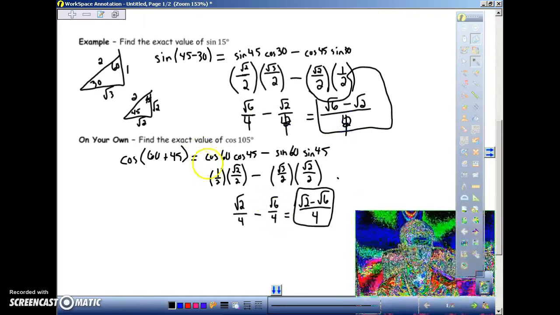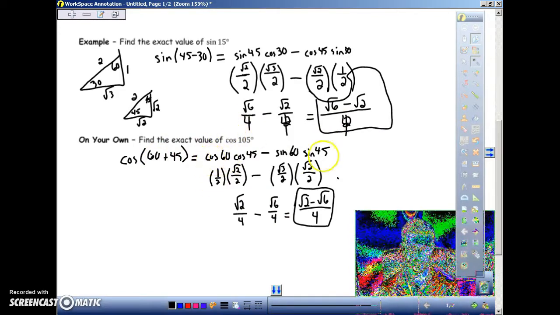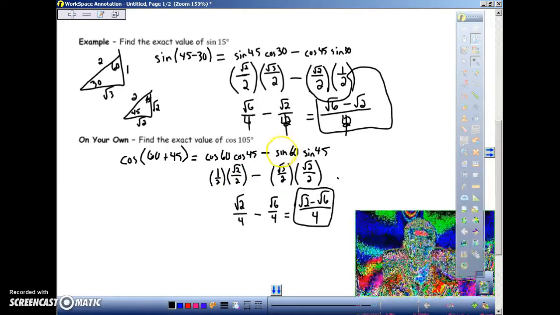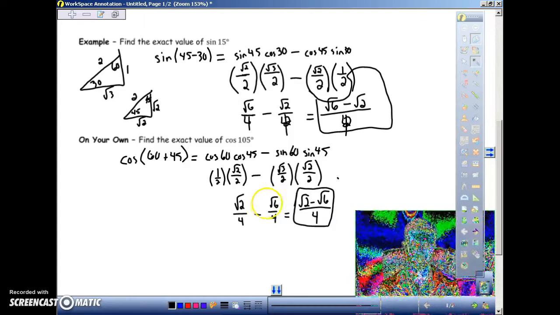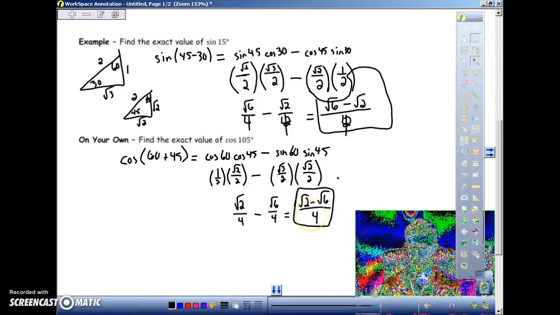So when you get down here, you should have had cosine. You should have done 60 plus 45 is equal to 105. So we write out our formula using the sum and difference formula. Cosine of 60 is 1/2. Cosine of 45 is square root of 2 over 2. Sine of 60 is square root of 3 over 2. And sine of 45 is square root of 2 over 2. And combining that all together, you should get square root of 2 minus 6 on top and then 4 on the bottom.